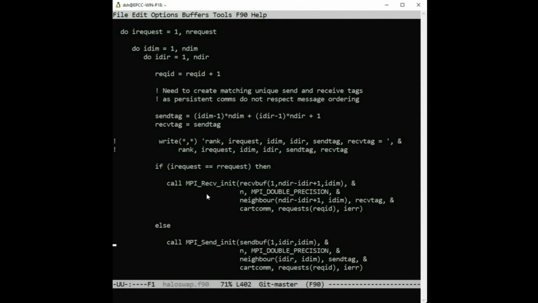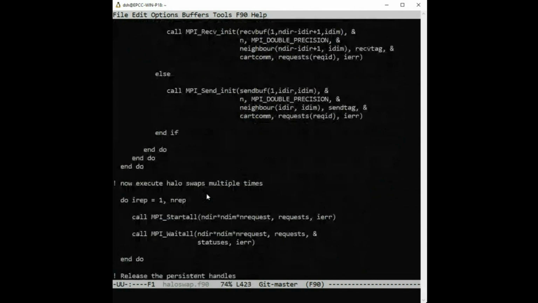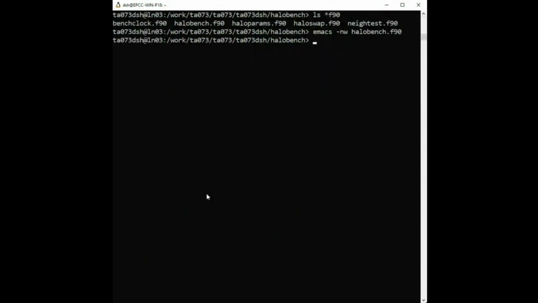But we have a setup loop which we issue once, and then we do the communications many times. This is thousands and thousands of times. So we say start all the communications and wait for them all to complete. So that's effectively doing the same as the all non-blocking, but just doing them in a different way.